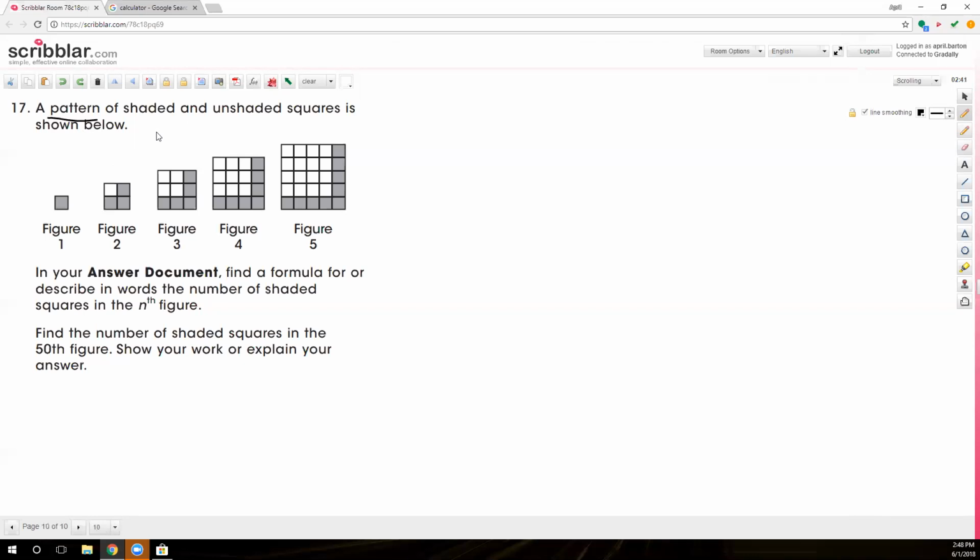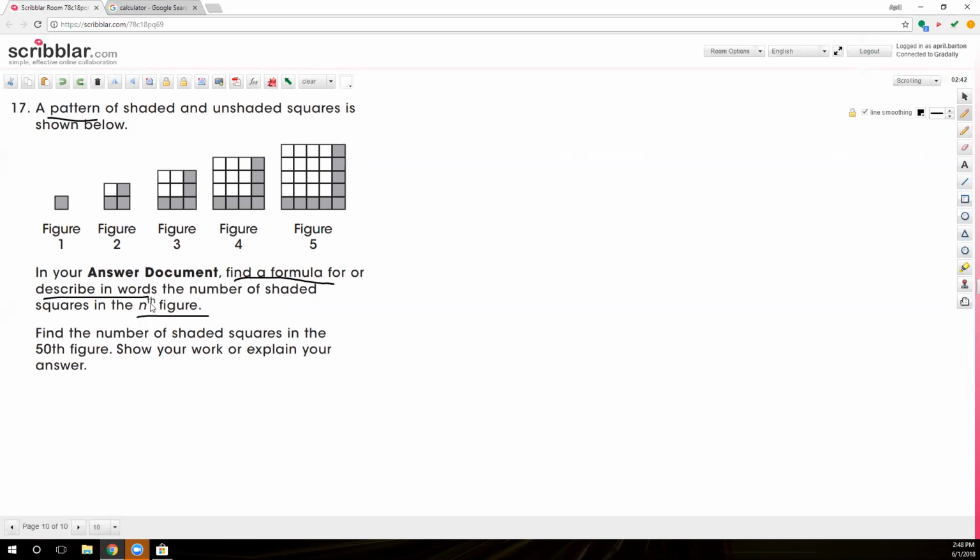So a pattern of shaded and unshaded squares is shown below, and it gives us our figures. In your answer document, find a formula for or describe in words. So they give you 2 options. Find a formula or describe in words the number of shaded squares in the nth figure.